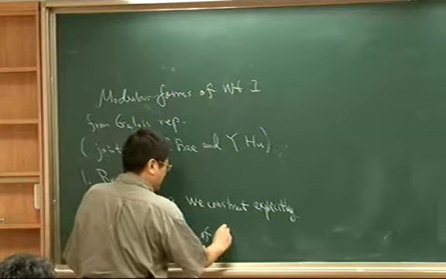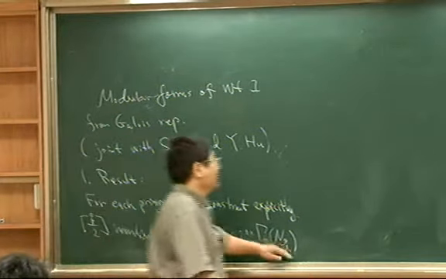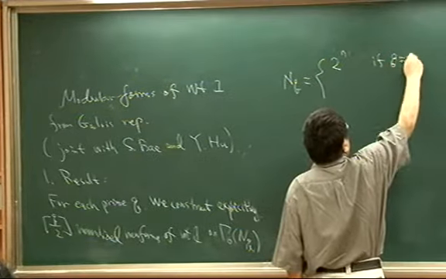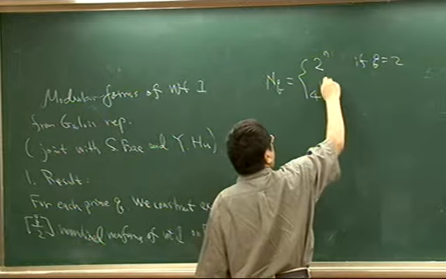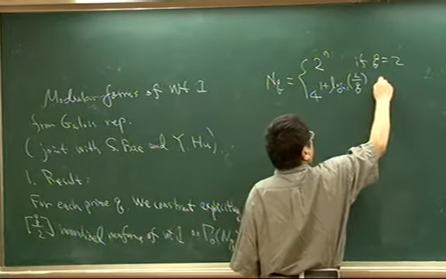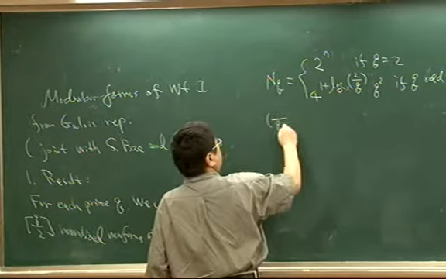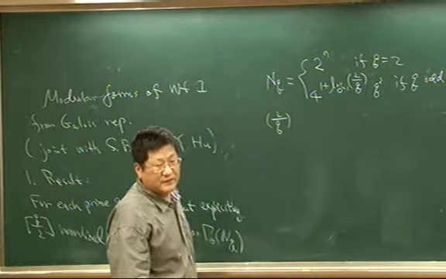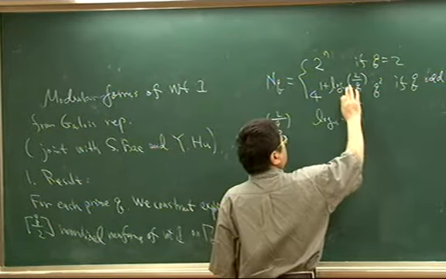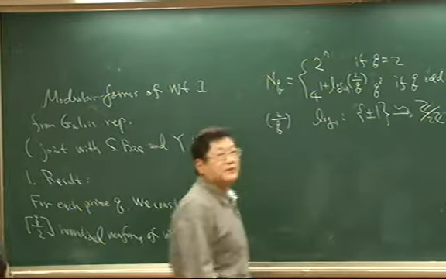of weight one on Gamma_0(NQ). Here NQ equals 2 if Q is 2, and otherwise 4, 1 plus log minus 1, Q2, if Q is odd. Here Q2 is the Legendre symbol. Then the log minus 1 is the unitary isomorphism.